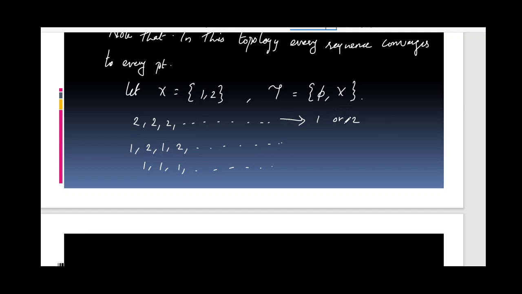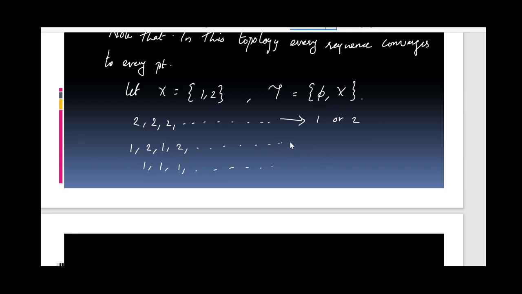Similarly, you can take 2 also. You take an open set which contains 2. So when you're having an open set which contains 2, from here you can go for the elements of this topology which contain 2. That is only X. Now we want to say that after a particular stage all the members of this sequence belong to this X. That is also true. So this sequence may converge to 1 or 2.